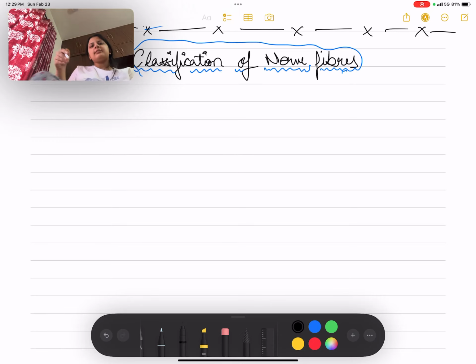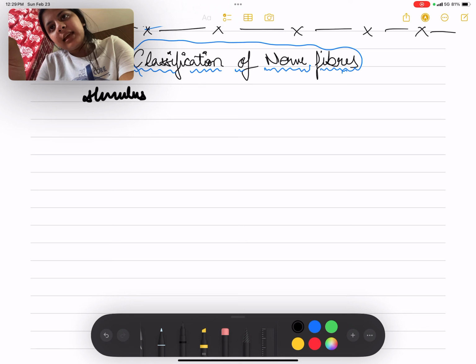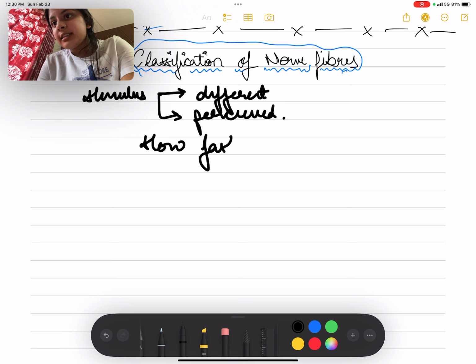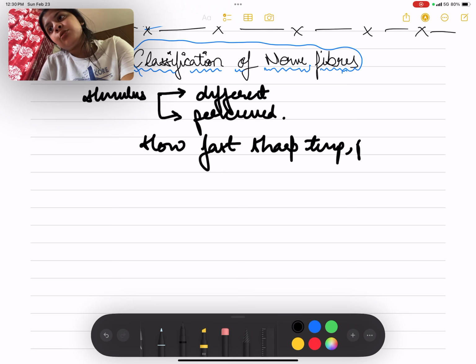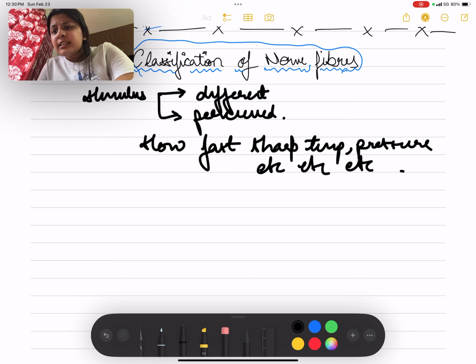Classification of nerve fibers. See, there are so many stimuli in the world, and they are different stimuli which have to be perceived differently. Some stimuli are slow, some are fast, some are sharp, some are related to temperature, some are related to pressure, weight, etc. Are all these stimuli carried in one single way, or is it different for different stimuli? What do you people think?